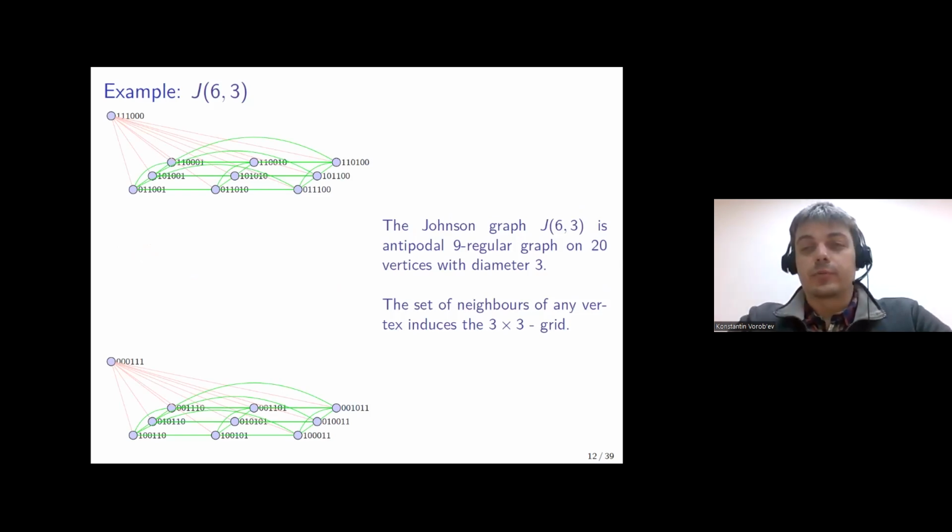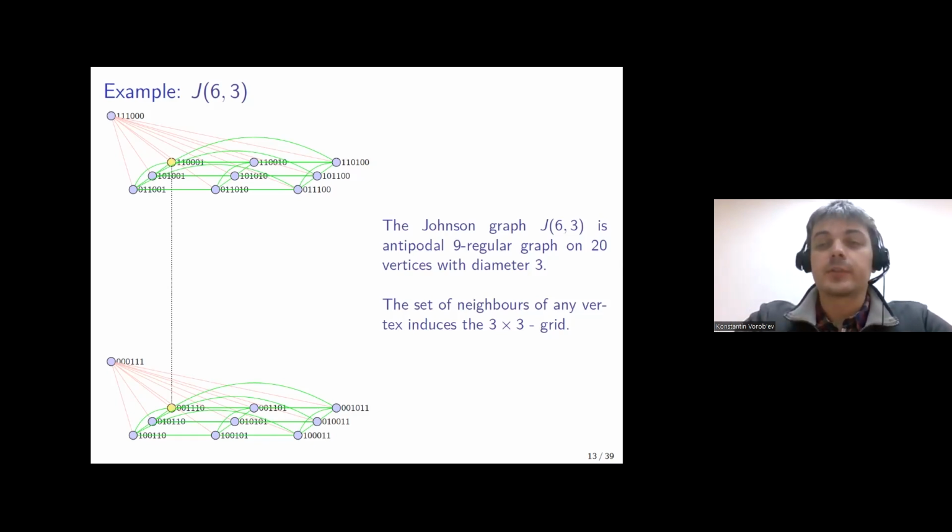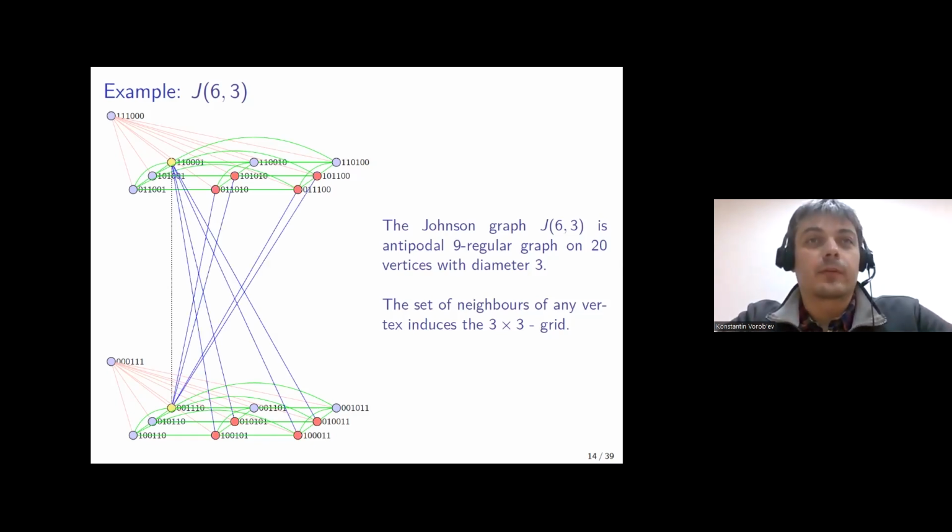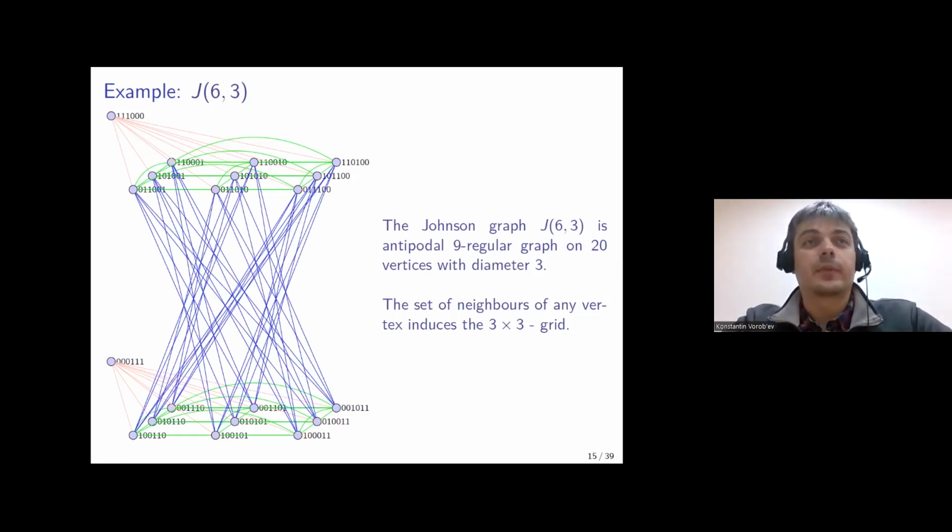So now we need to draw some more edges. We take one more pair of vertices, which is antipodal, so they are not connected. And we draw edges in the following way. We just connect yellow with red ones. And after drawing all the edges, we have the following picture.